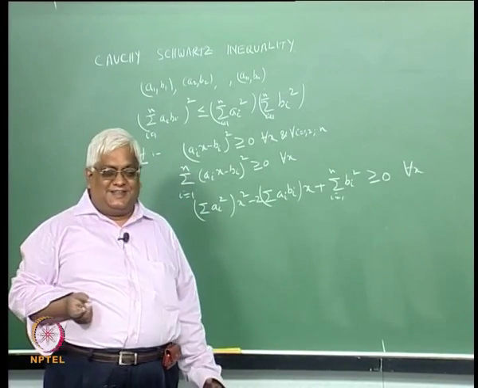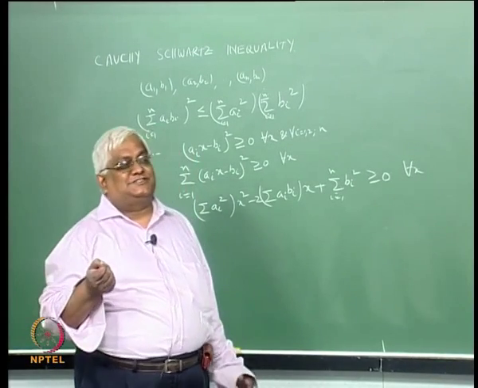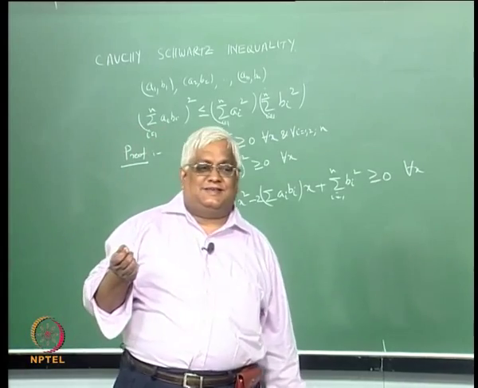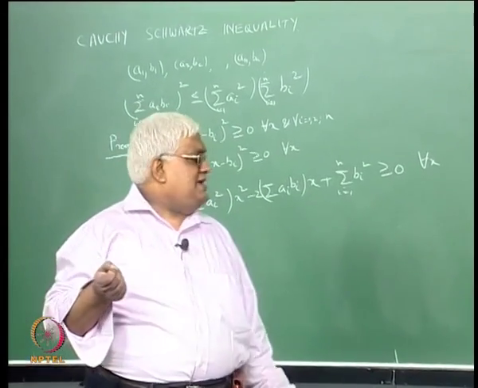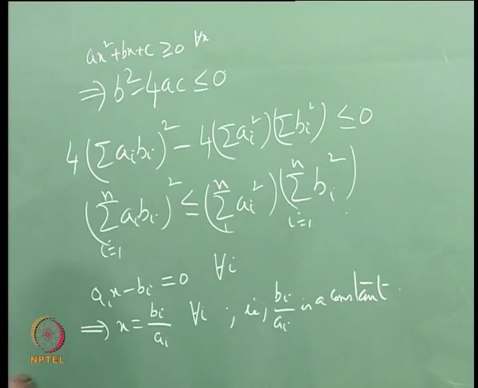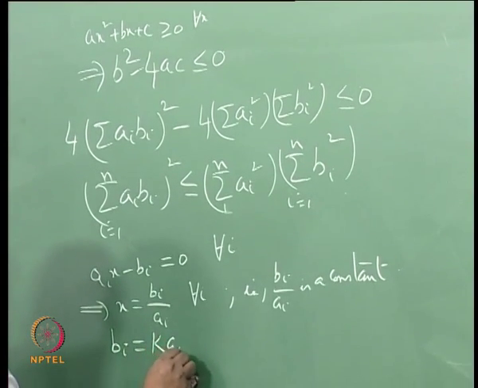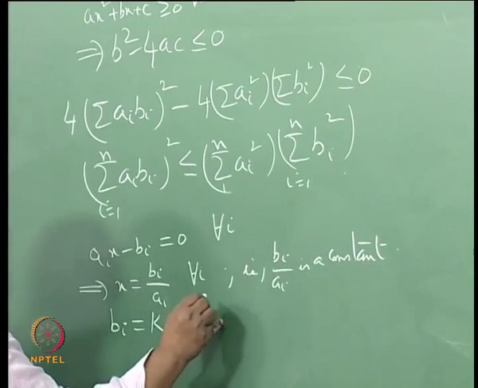That means there is a linear relationship between b_i's and a_i's. b_i is equal to a constant times a_i. b_i is equal to some k times a_i for all i.